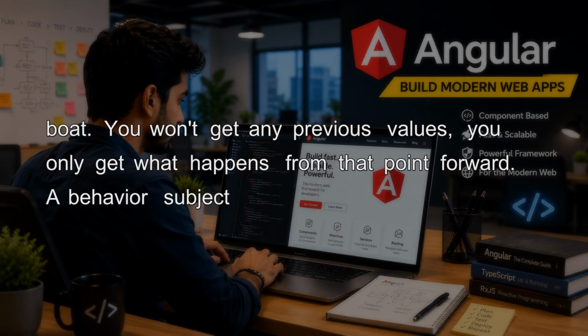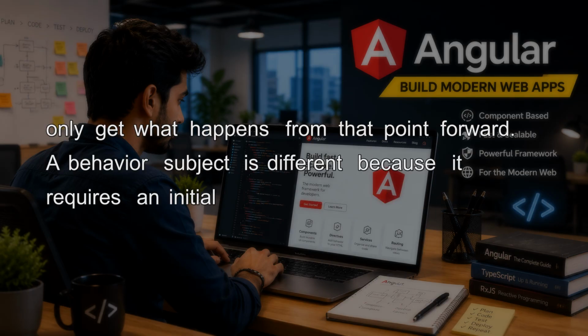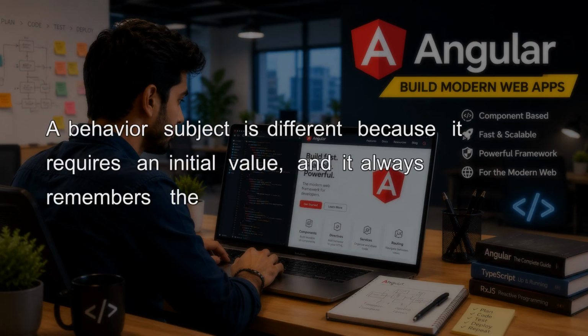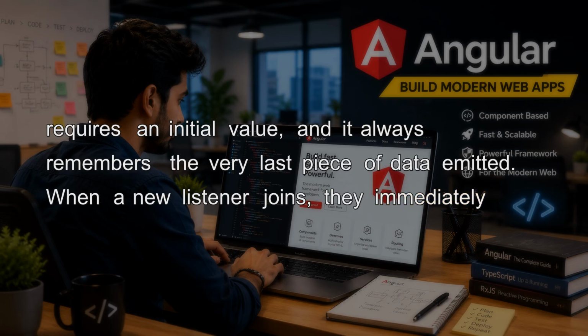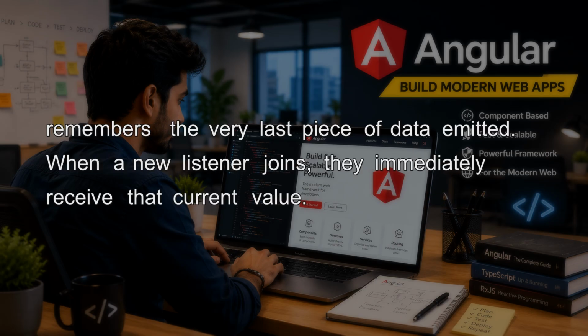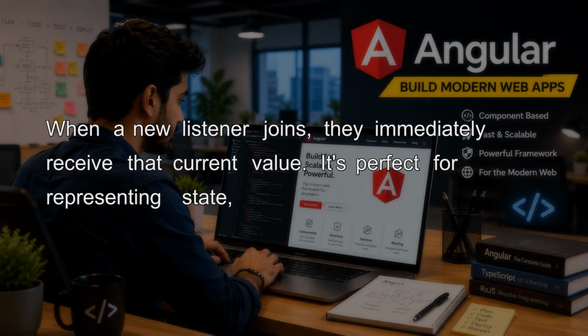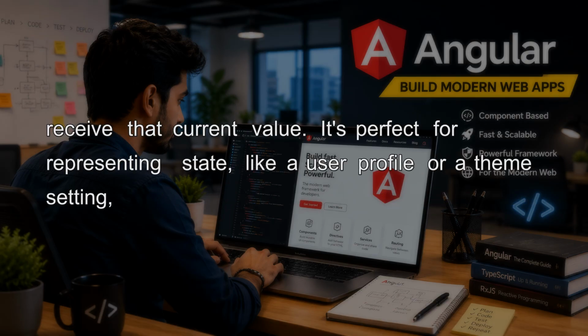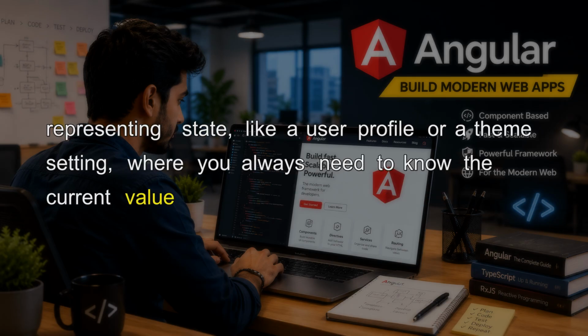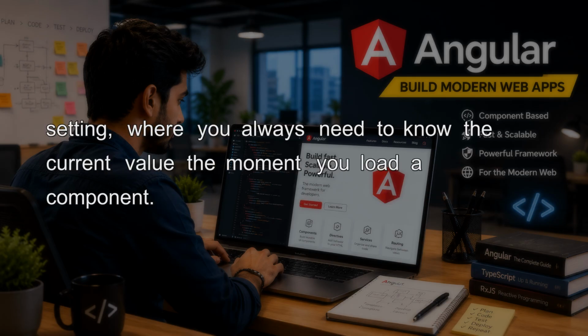A BehaviorSubject is different because it requires an initial value, and it always remembers the very last piece of data emitted. When a new listener joins, they immediately receive that current value. It's perfect for representing state, like a user profile or a theme setting, where you always need to know the current value the moment you load a component.